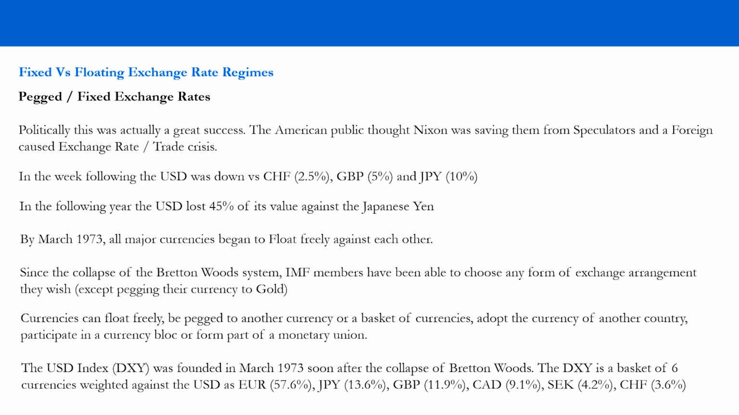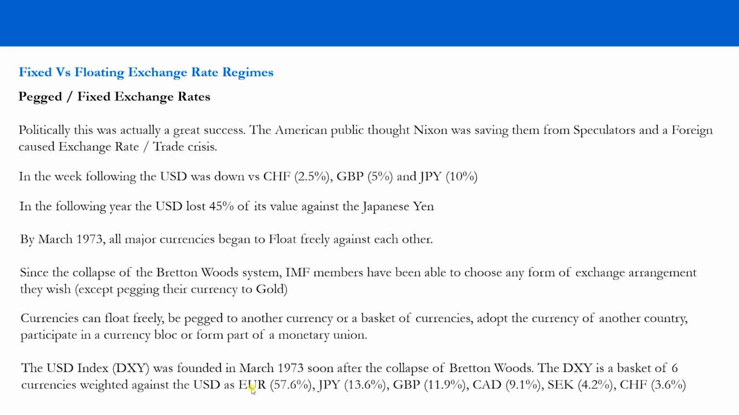And in March 1973, the US dollar index was founded, and the DXY, the dollar index, is a basket of 6 currencies weighted against the US dollar. The euro, which is 57%, the yen, 13.5%, sterling, 11.9%, Canadian dollar, 9.1%, Swedish krona, 4.2%, and the Swiss franc, 3.6%. That's the modern DXY.